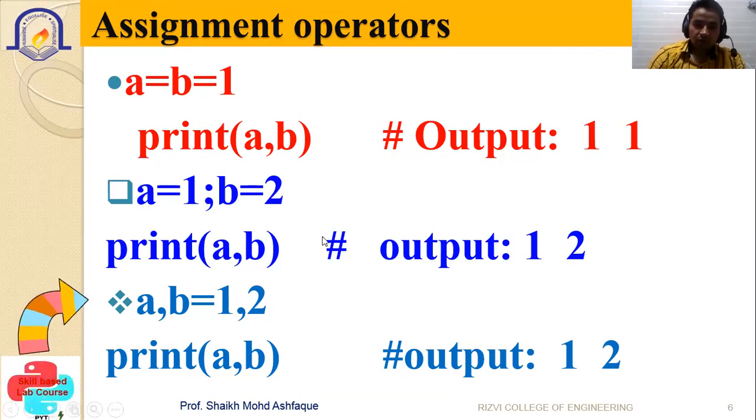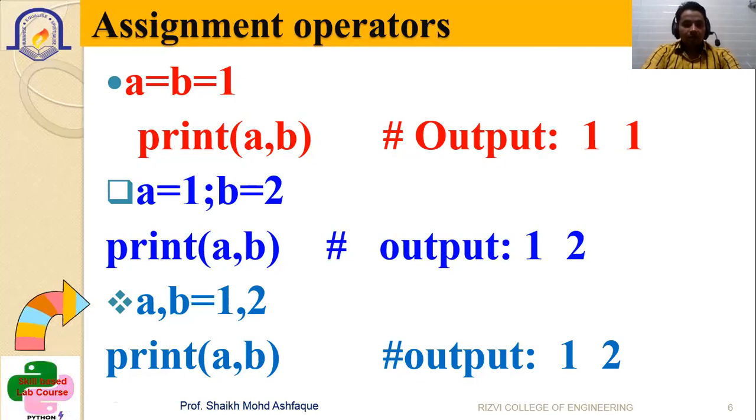Right, here in both the cases, like earlier Java programming, we are initializing a value to the variable, either both the variables at the same time or the variables separately. a is equal to b is equal to 1, or a is equal to 1 semicolon b is equal to 2, right? But here in case of Python, at the same time you can assign a value to multiple variables. You can see the arrow mark here, a comma b is equal to 1 comma 2. So here simultaneously we are assigning a value to multiple variables.